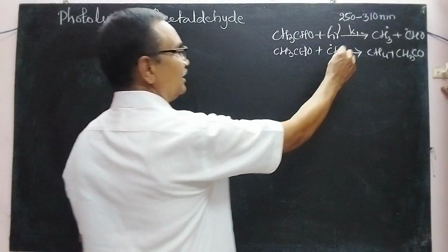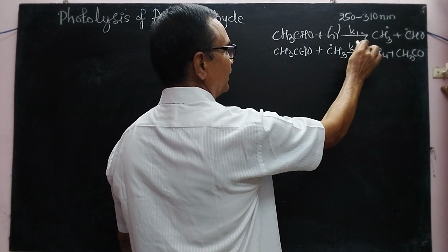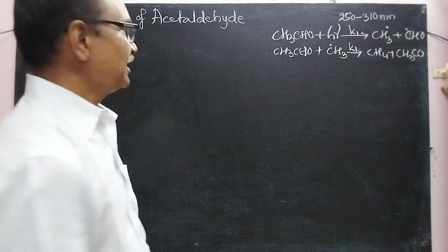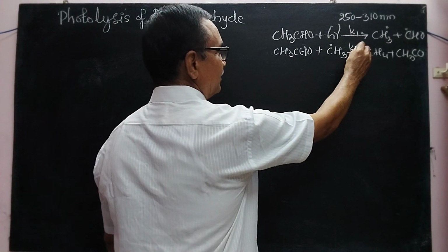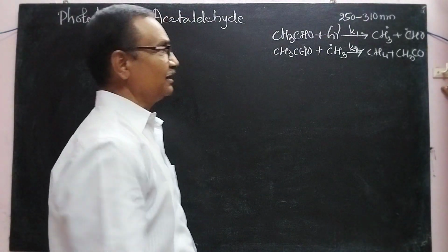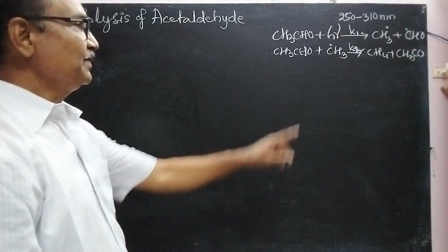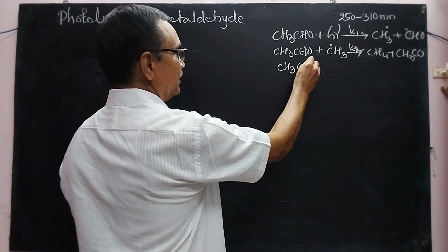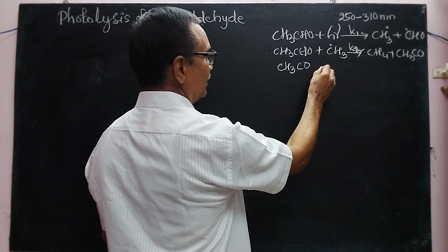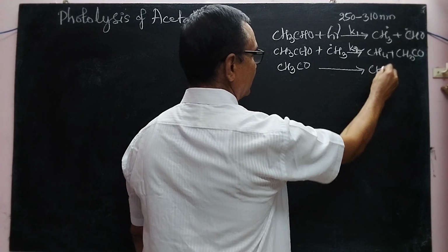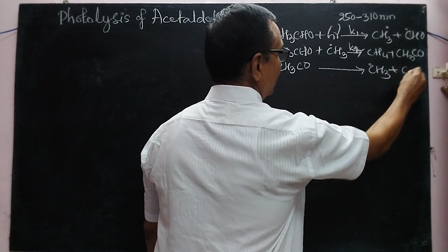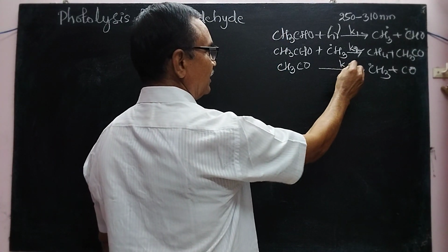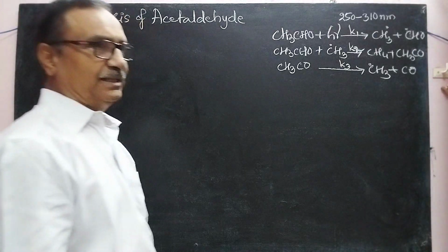This takes place with rate constant K2. In the first reaction it is K1, in the second reaction K2. Then the intermediate CH3CO dissociates to give CH3 free radical and carbon monoxide as one of the products. Then it takes place with the rate constant, suppose this is K3.